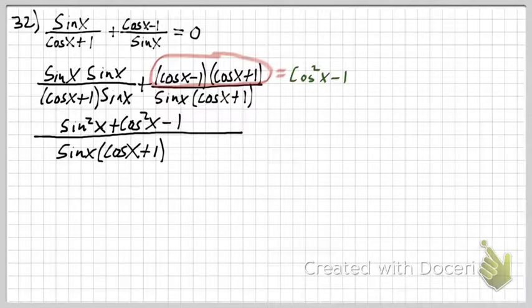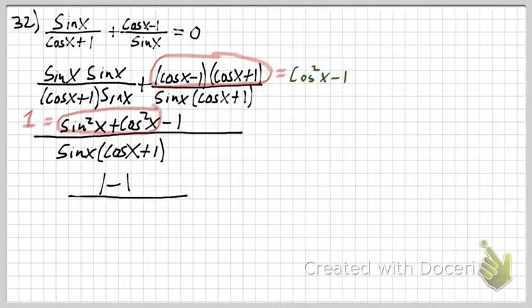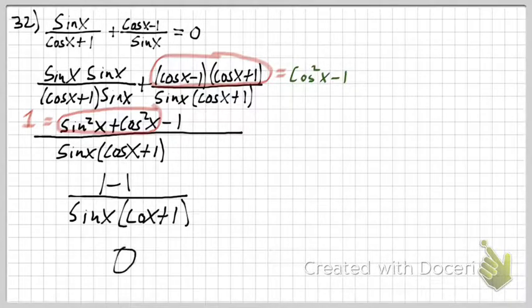And there we see that trig identity again. Sine squared plus cosine squared equals 1. So in the numerator, I got 1 minus 1, which is 0. So I can stop right there. 0 divided by anything is 0. So this expression we verified or proved that it does equal 0.